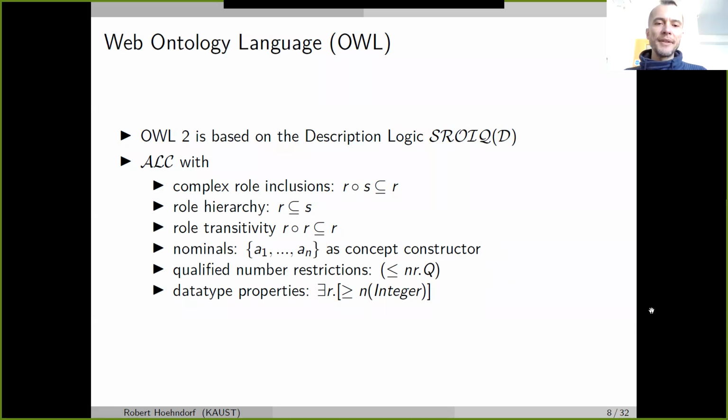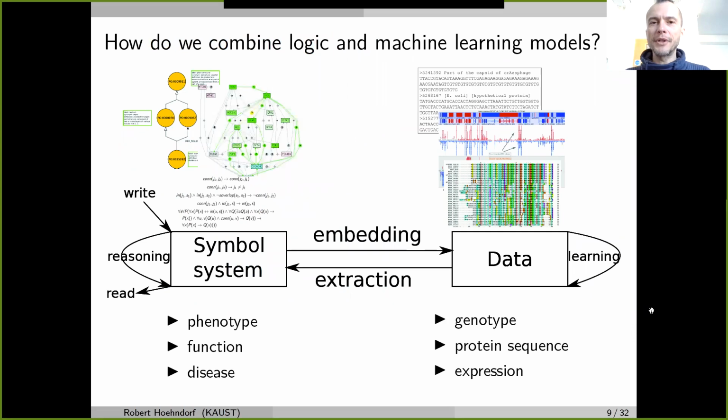And so this much for the introduction. The key question that I would like to address in this talk is, how do we combine logic? And here I talk about this particular type of logic, the Web Ontology Language, or the particular type of description logic underlying the Web Ontology Language, with machine learning models. And I express this here. I use this slide because it shows both the areas of application that I'm interested in and the basic methods.